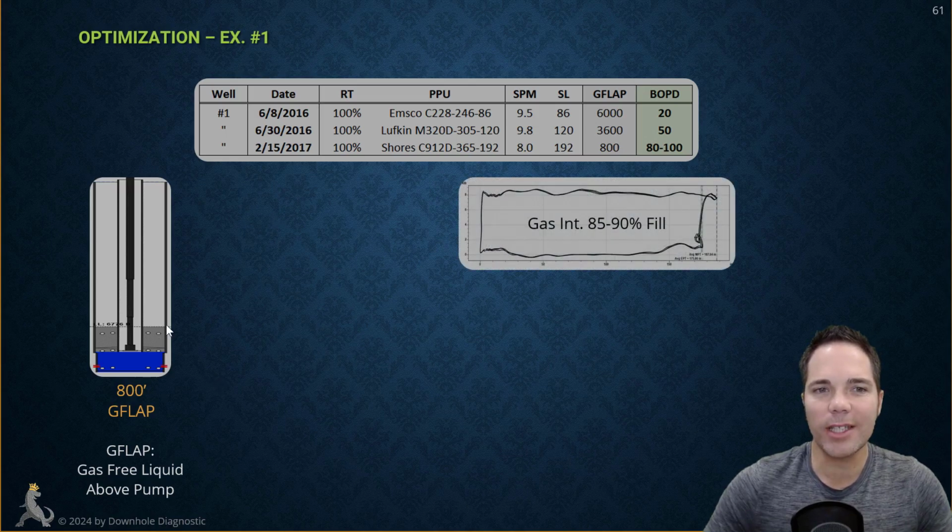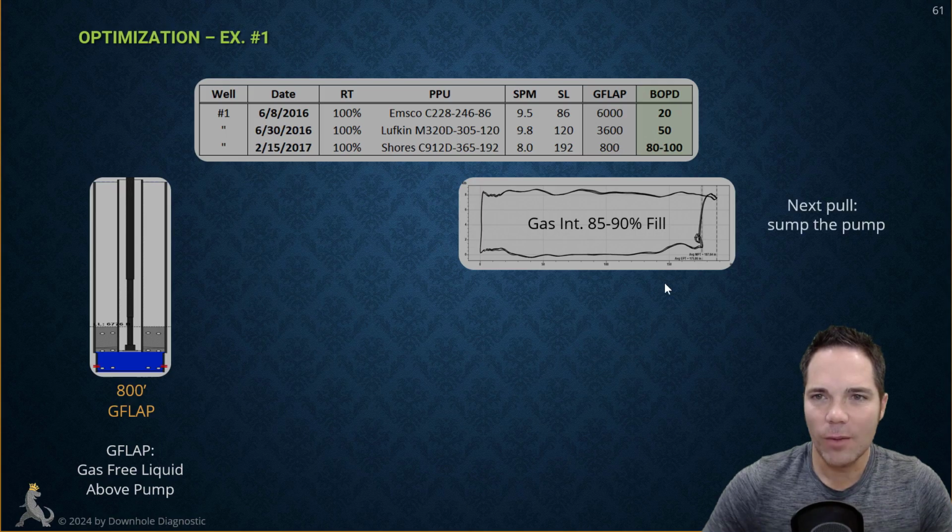And now, as a result of the high production rate, they're starting to pull some gas into the pump intake, and the pump fillage is 85 to 90% due to this gas interference right here. And what they decide is the next time that we pull this well, we're going to sump the pump intake, meaning they're going to put the pump intake below the bottom perforations. And then we're going to do that for 2 reasons. One, to eliminate this gas interference.